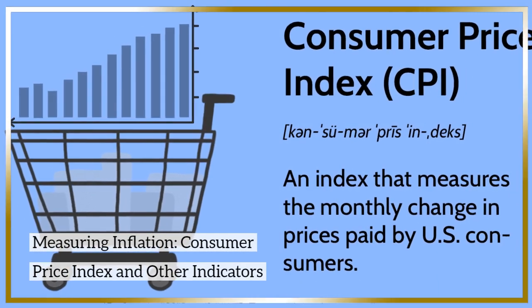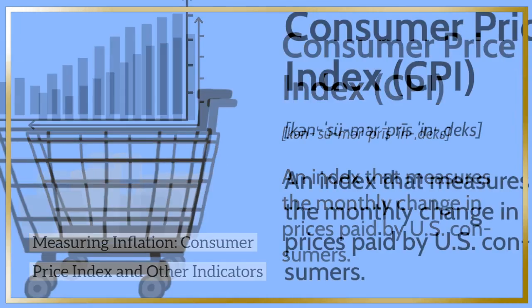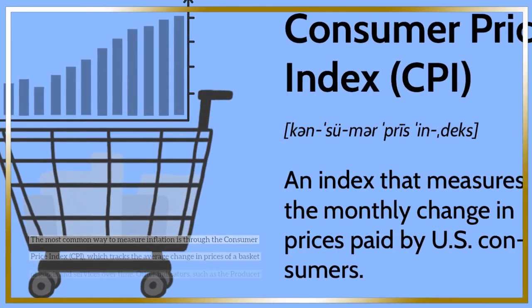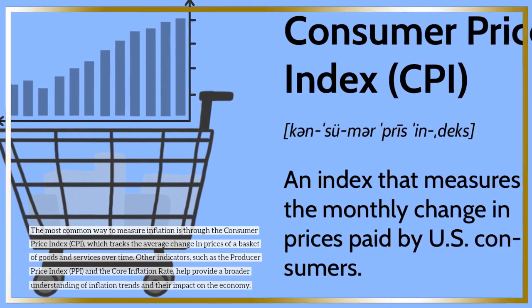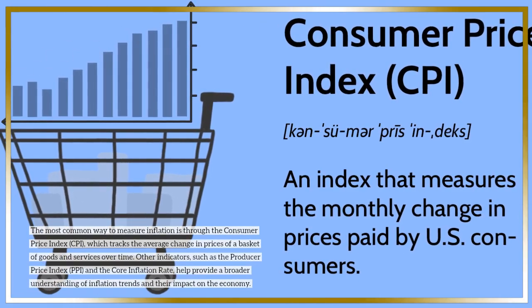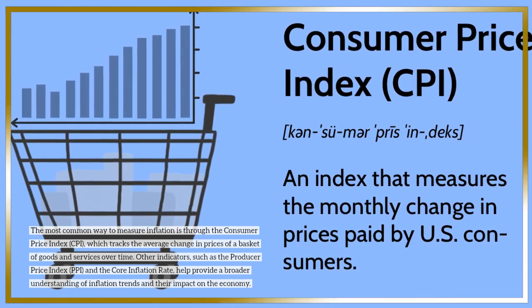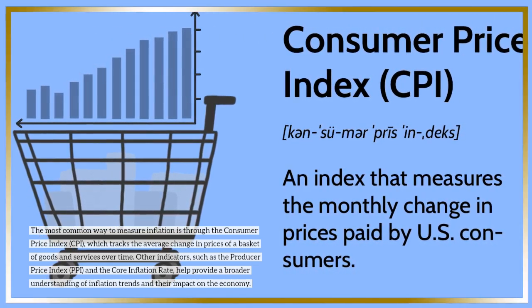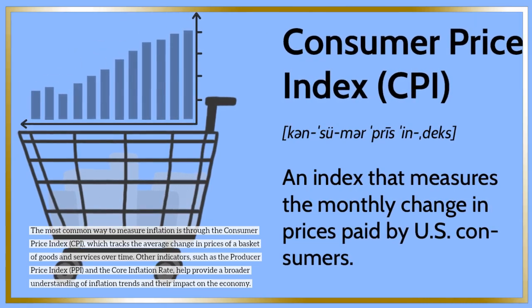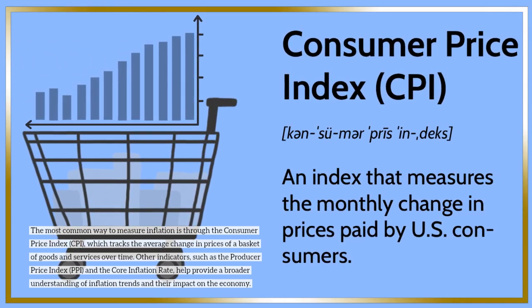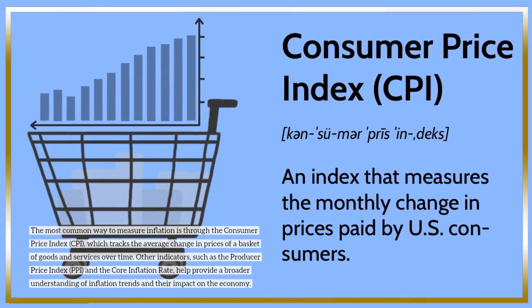Measuring inflation, Consumer Price Index and other indicators. The most common way to measure inflation is through the Consumer Price Index, CPI, which tracks the average change in prices of a basket of goods and services over time. Other indicators, such as the Producer Price Index, PPI, and the core inflation rate, help provide a broader understanding of inflation trends and their impact on the economy.